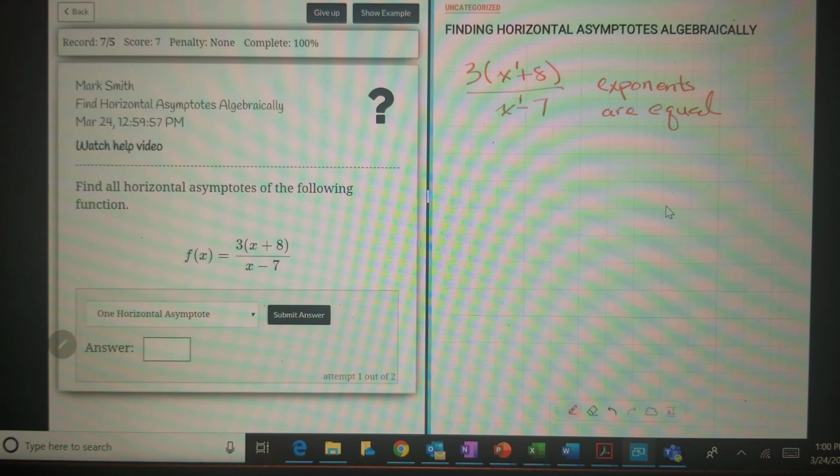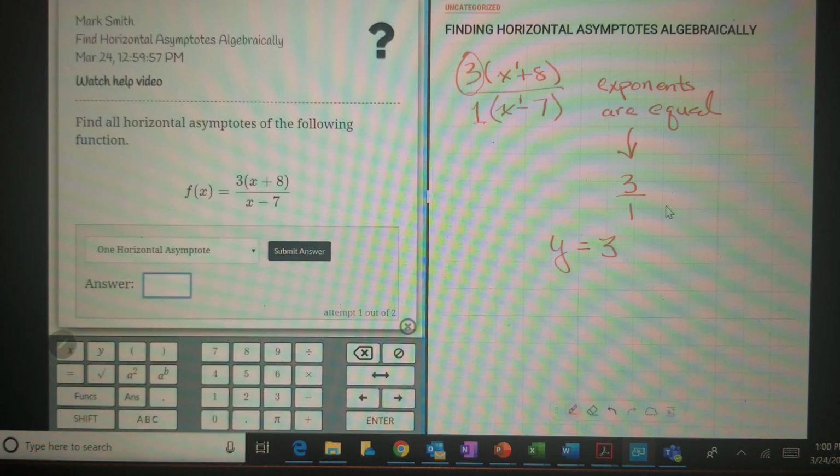All right, so in my list, when exponents are equal, we have a ratio. In this case, our ratio is going to be 3 over 1, because we have this 3 right here, and this thing, if we put brackets around it, would be a 1. All right, so y equals 3 is going to be our horizontal asymptote.